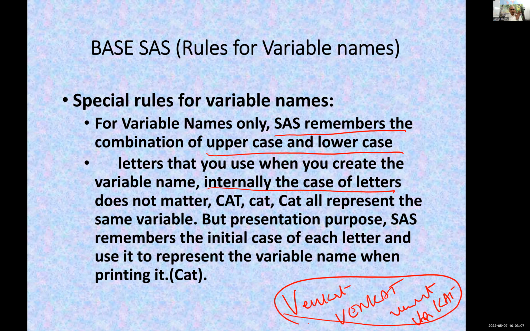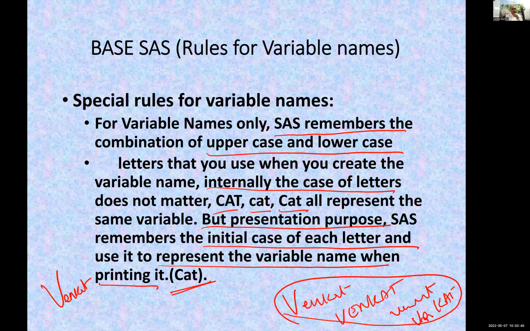All represent Venkat. But for presentation purposes, SAS remembers the initial case of each letter used to represent a variable when you are printing it. So that means VENKAT, it is going to remember. See, capital CAT or small cat, all represent the same variable.